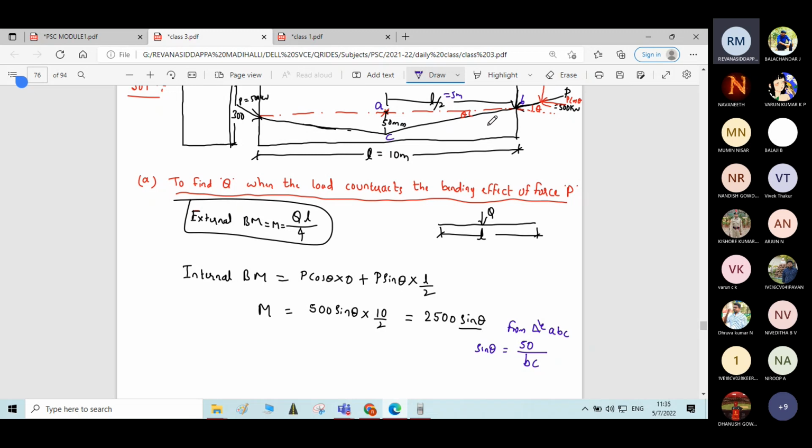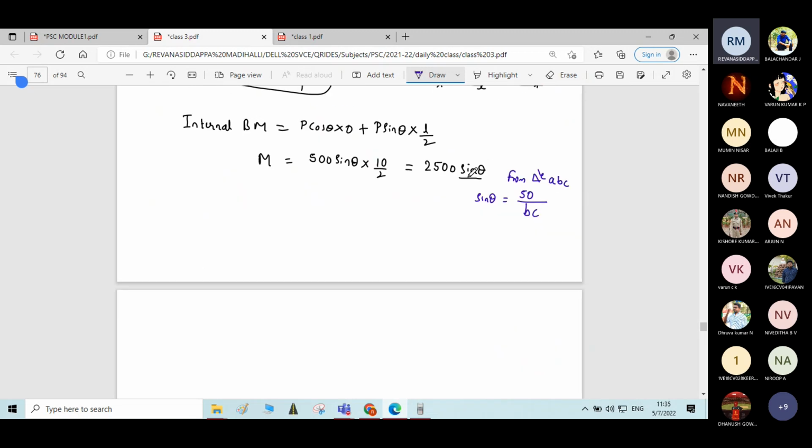So BC square will be equal to AC square plus AB square, correct? AC length is 50 mm, plus AB is 5 meter. Substitute that in terms of mm only. 5 meter means 5,000 mm. So BC is equal to the root of this answer. The answer that you get is around 5,000 only.